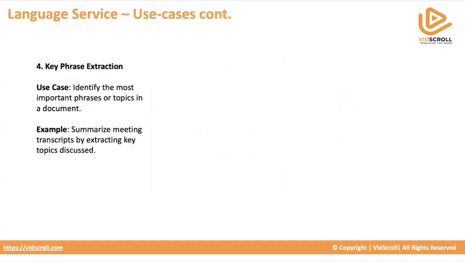The next is key phrase extraction. It identifies the most important phrases or topics in a document. It summarizes things like meeting transcripts by extracting key topics discussed so that you can act accordingly. Maybe you have not attended the meeting and the meeting was 2 hours long. Of course, if you go through that transcript of 2 hours, it may take time. So better you provide this transcript. It will tell you on which topics the discussion happened. Accordingly, you can prepare for the next call.